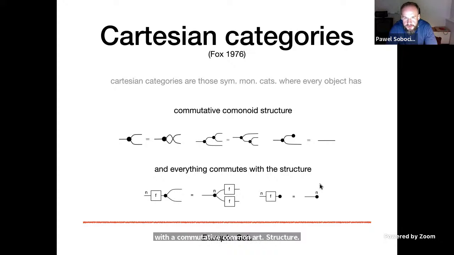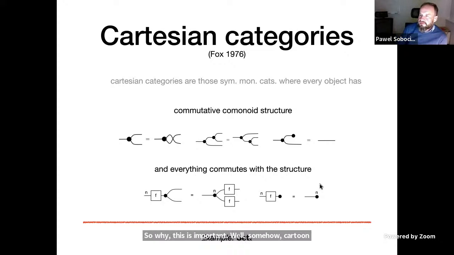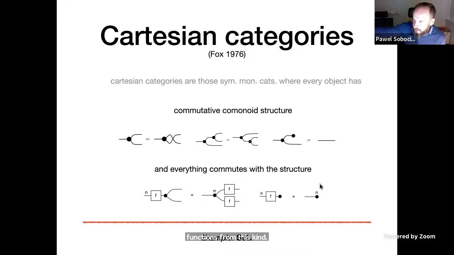So why is this important? Well, somehow Cartesian categories were identified by Lawvere as being fundamental to the study of classical algebraic theories, right? So most of you have probably heard of Lawvere's approach to universal algebra, and there the crux of the matter is that a theory is equated with a Cartesian category, and then models of this are Cartesian functors from this category to some semantic universe, perhaps the category of sets.